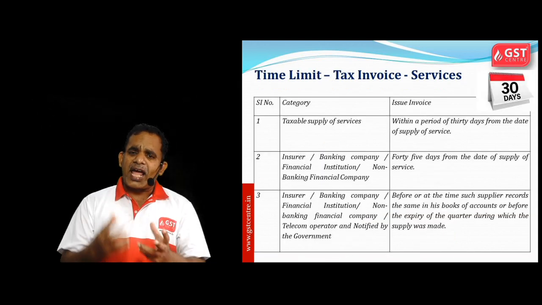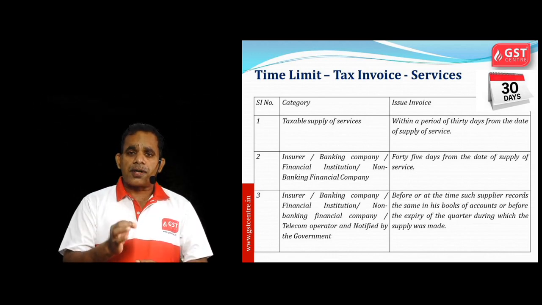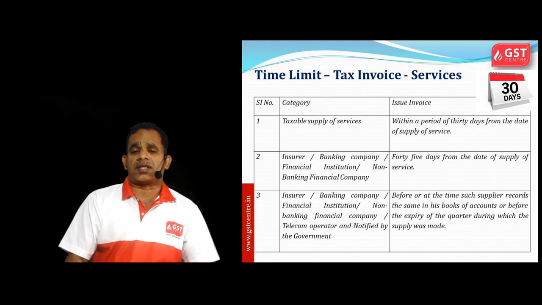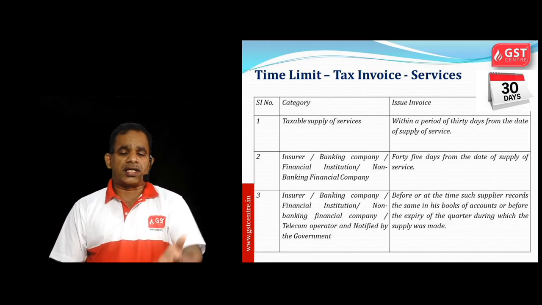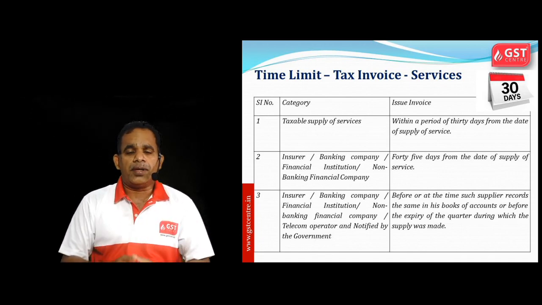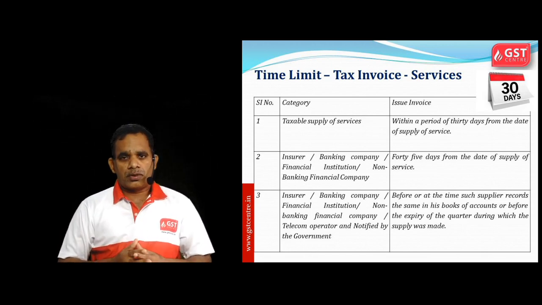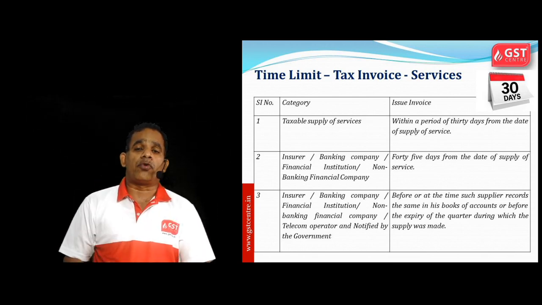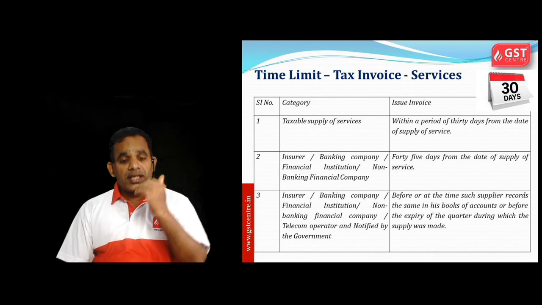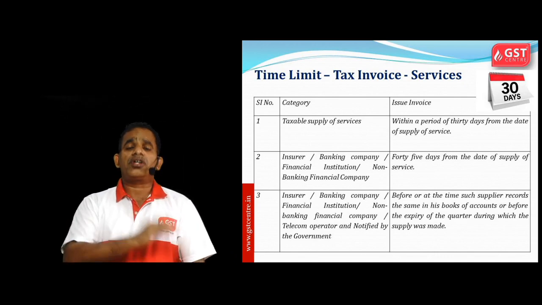Then, what is the time limit for issue of tax invoice for services? The time limit is within 30 days from the date of supply of service. Suppose you are getting my service. I am a chartered accountant. So suppose I am auditing your business, or any other certification, whatever it may be. So I provided service to you on 1st April. I should issue a tax invoice before April 30. That is the rule. And in case of insurer, banking company, financial institution or non-banking financial company, 45 days is allowed.